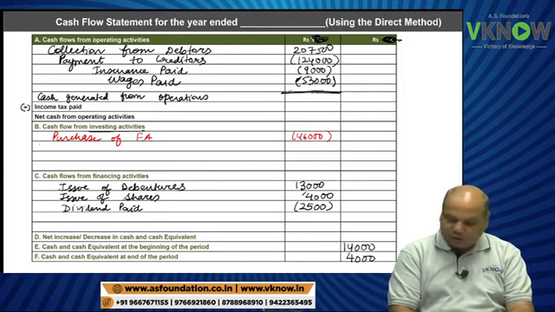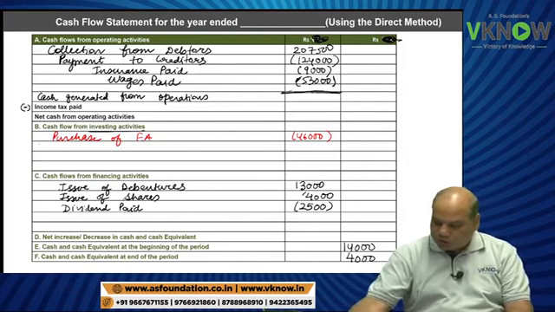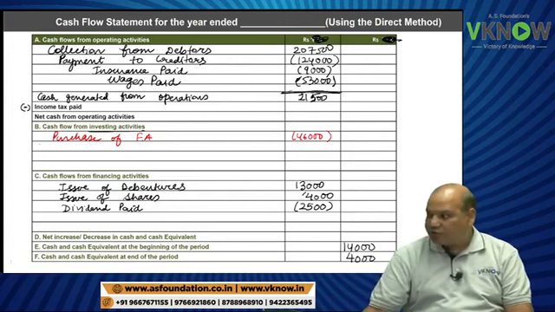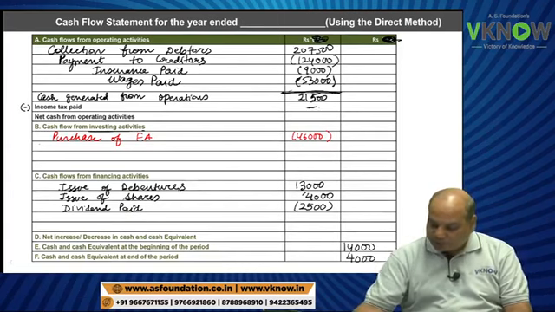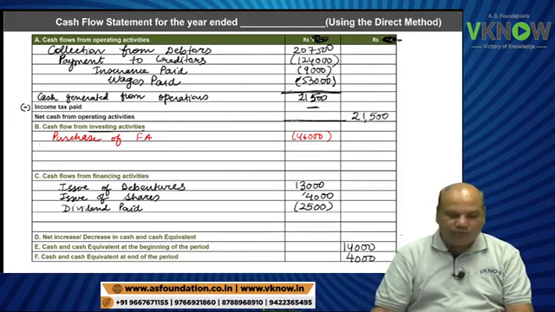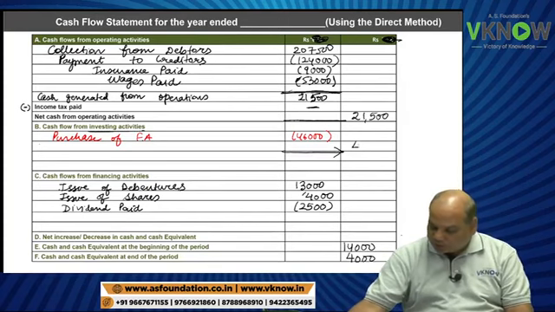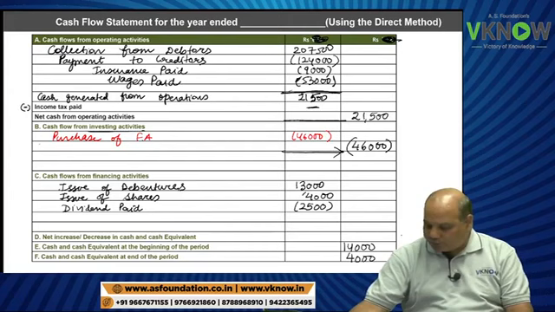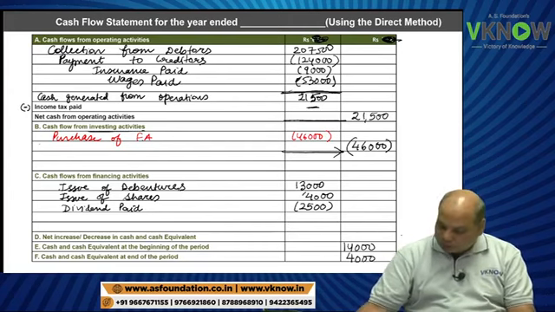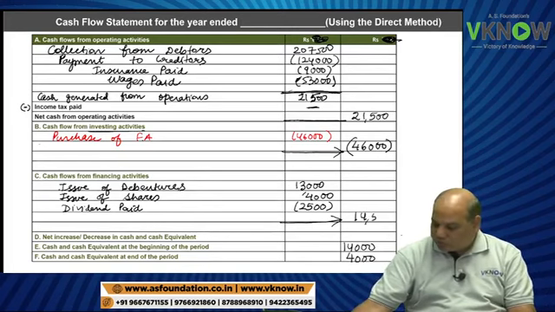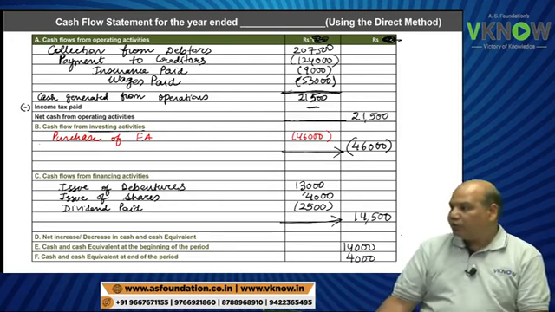So calculate cash generated from operation. I am getting 21,500. Check yourself. Tax paid 0. Cash flow from operating activities 21,500. Cash flow from investing activities 46,000. Cash flow from financing activity, check the total, 14,500.